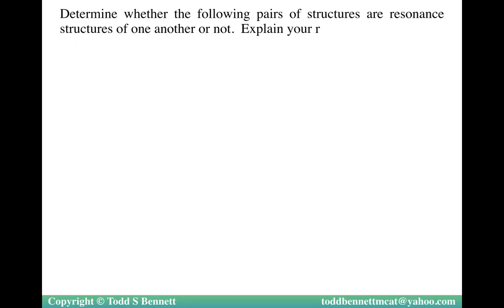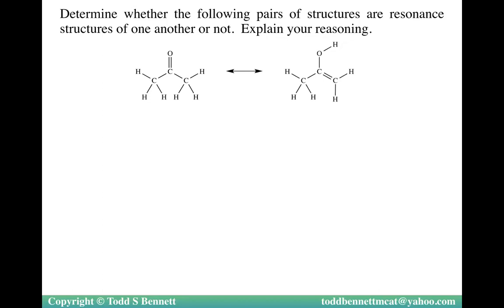Okay, so determine whether the following pairs of structures are resonance structures of one another, and if they are, explain why. If they're not, explain where it's violated. So considering this first structure here, it's known as acetone, a carbonyl, C double bond O in the middle, with 2 CH3 groups. Over here, this is called an enol.